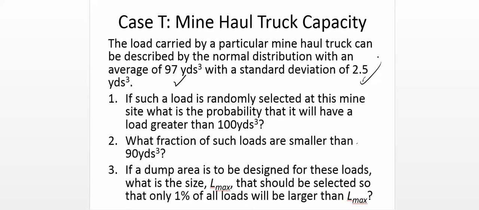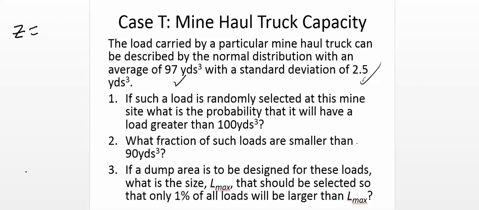In part 2, we are asked the question in a slightly different way: what fraction of such loads are smaller than 90 cubic yards? And in part 3, we're asked to design the L max such that only 1% of loads will be larger than that particular value. So, 3 related problems. We'll start with part 1, and for part 1 we need to calculate our Z associated with 100 cubic yards.